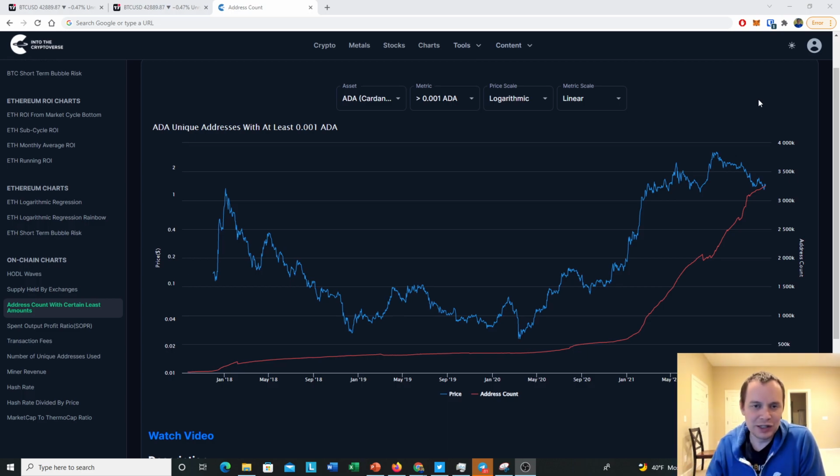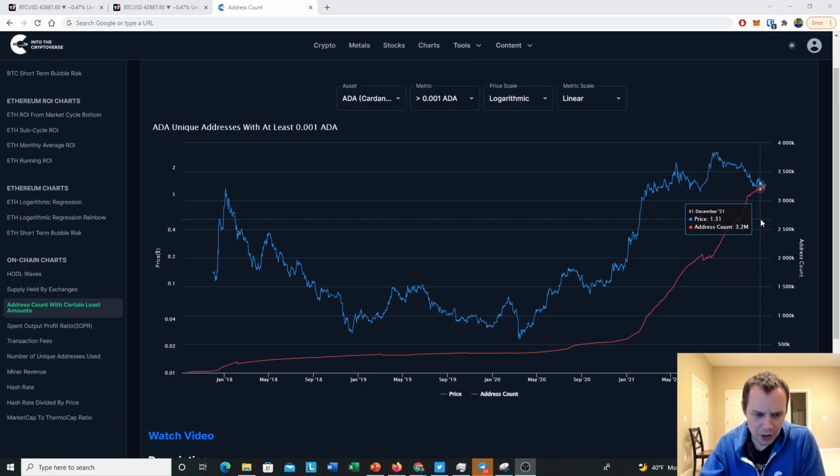All right. So clearly the first chart, you're looking here at the price, the blue line corresponding to the primary y-axis, and then the orange line corresponding to the secondary y-axis over here. So you can see this is the address count, and this goes from 0 all the way up. This is 500,000, a million, and so on and so forth.